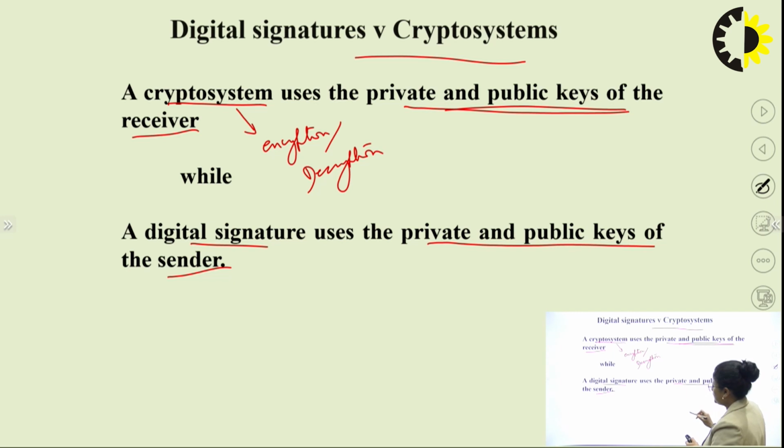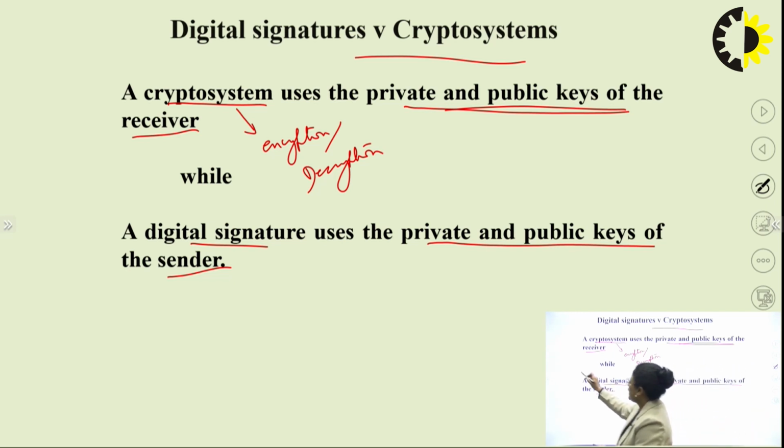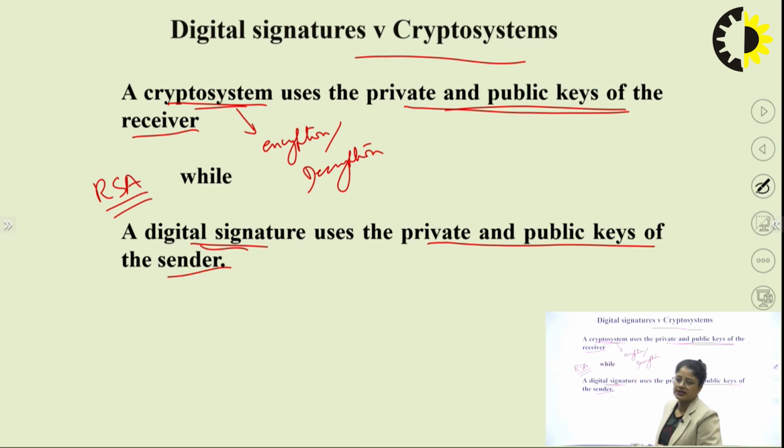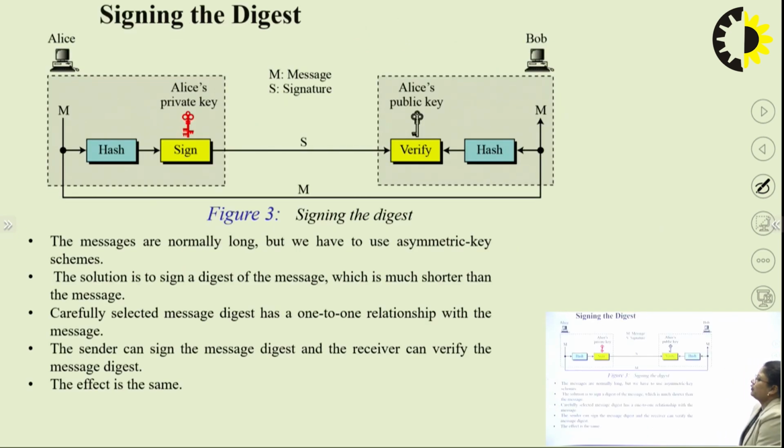Now, I'll be taking an example, RSA, an algorithm that is used both as a crypto system and as a digital signature. I'll be explaining how exactly RSA works as a digital signature. Before talking further, let me talk about doing a signature on the digest. For example, we want to perform a digital signature on a message digest. How to go about it?